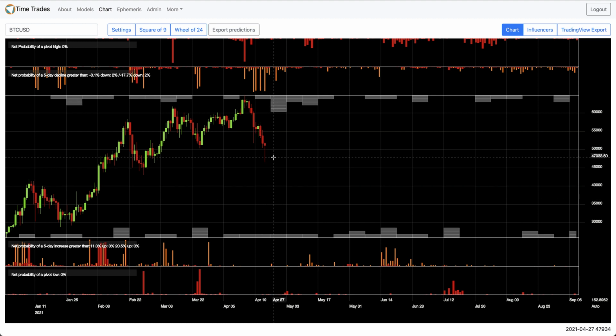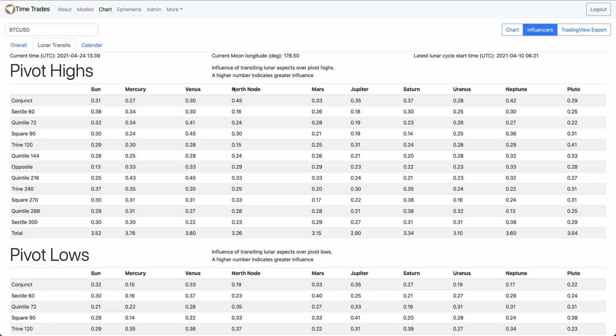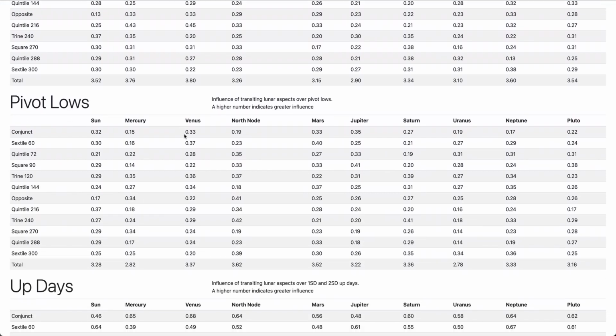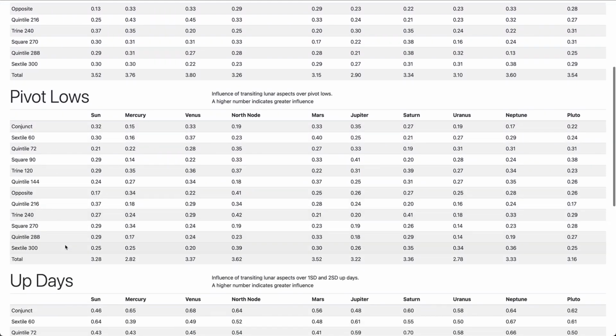So as I drill down and do this analysis, I'm going to go back and redo the steps that I did last week. So I'm going to make use of the Influencers tab. I want to figure out what planets have the most influence over a pivot low here. And again, I just like to scan the totals line.